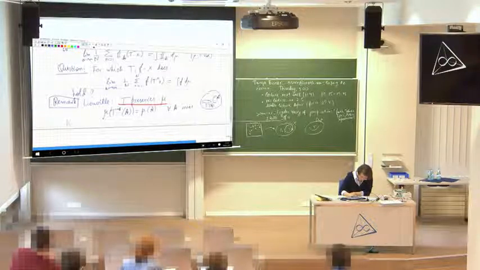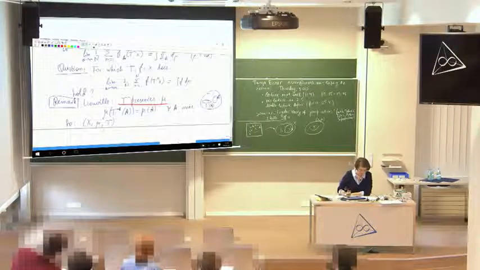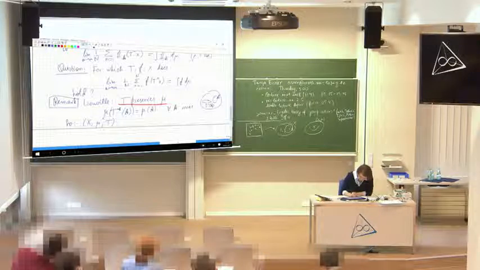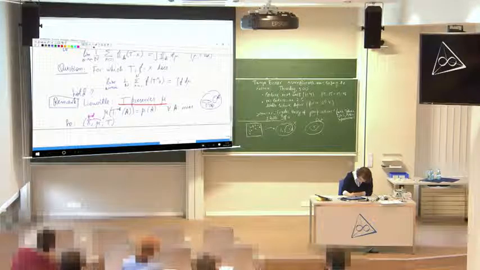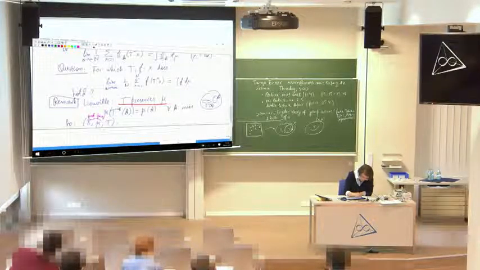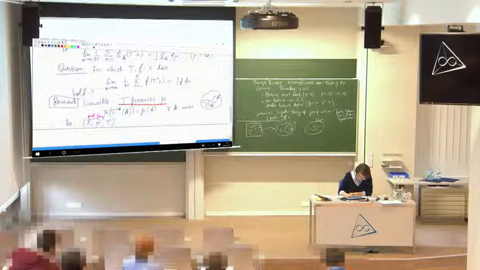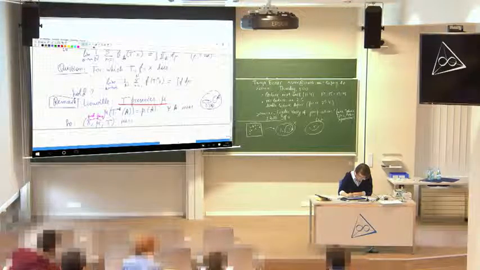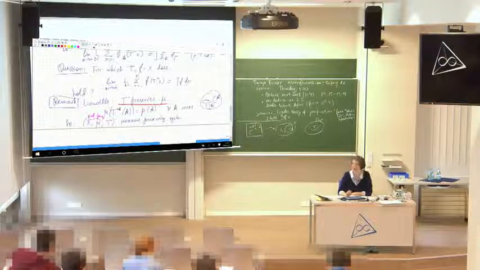So we have the following triple, X, mu, and T, where X is a probability space. A very special probability space, and a very special T. But it is a measure-preserving system. The measure is preserved by T.